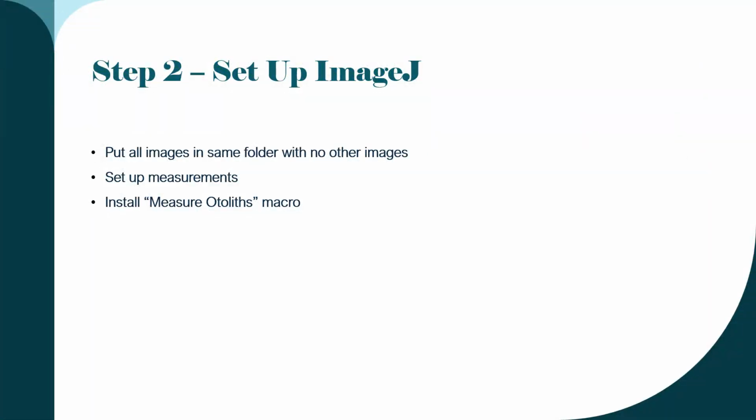Okay, so now we need to just set up a few things before we start back calculating. The first step is we're going to put all our images in the same folder with no other images. That's because we're going to automatically cycle through the images, and so we don't want any other images in there messing things up. Then we're going to set up the measurements we're going to take in ImageJ, and finally we're going to install the macro that I wrote, and then we'll be ready to start measuring the otoliths.